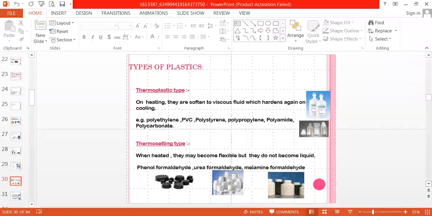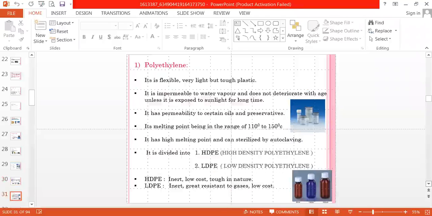So this kind of plastic is called thermoplastic, and examples are polyethylene, polyvinyl chloride, polystyrene, polypropylene. Then there are thermosetting plastics. Generally, when this kind of plastic is heated, it becomes flexible, but it cannot melt easily. Examples are phenol formaldehyde, urea formaldehyde, melamine formaldehyde. This kind of plastic is called thermosetting plastic. Now, one by one, we'll see their specificity.